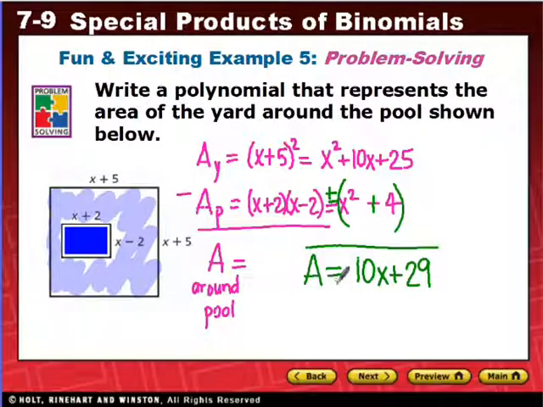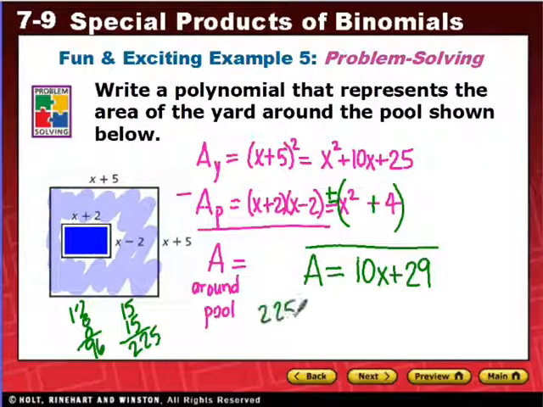So if I know what x is now, let's say it's 10, right now I can find the area around the pool. It would be 129. And if you go through and do it the long way, if x is 10, I have 15 times 15 is 225. And 10 plus 2 is 12, and 10 minus 2 is 8, so that's 96. And I do 225 minus 96. I get 15 minus 6 is 9, 11 minus 9 is 2, and 1 minus nothing is 1, so 129. So it's just a shorter way of getting that final answer.